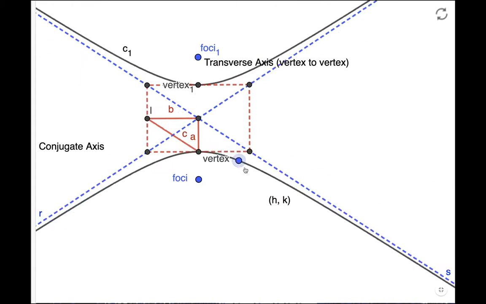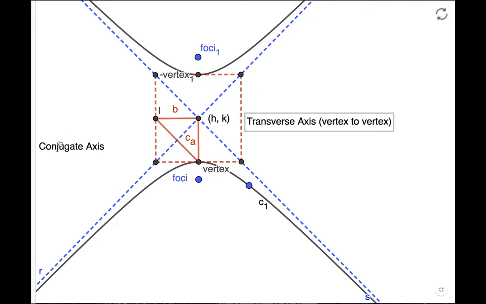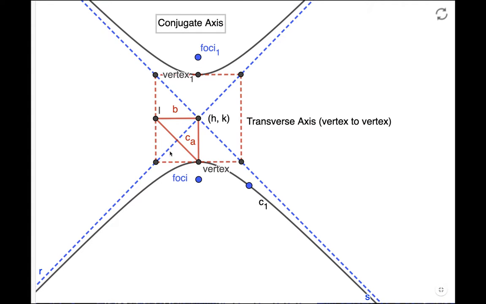Again, my center, I'm going to move this, is here now. My transverse axis is now vertical. My conjugate axis is now horizontal. So I'm going to show you how to actually find all these values if you were given a problem.